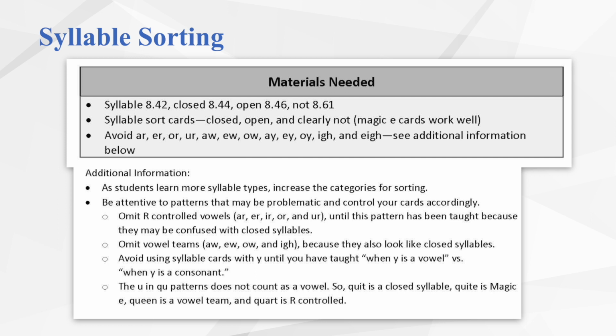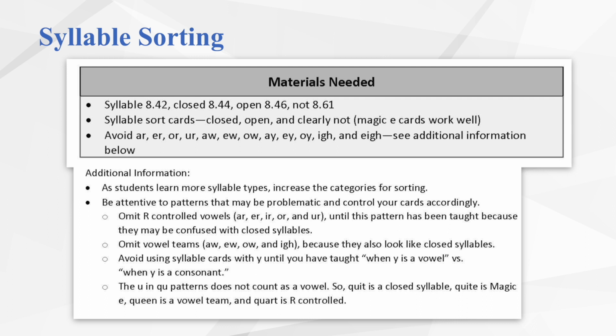On the screen, you'll see the directions that match the manual page on syllable sorting. The example that you see here would be used for a student who knows open and closed syllables only. So in the materials section, you'll see that the directions suggest pulling the syllable cards for closed, open, and not. The reason that we have a not card is because we may provide students with examples of syllables that aren't fitting the definition of closed and are not fitting the definition of open, and they need a place to sort and organize those non-examples as well.